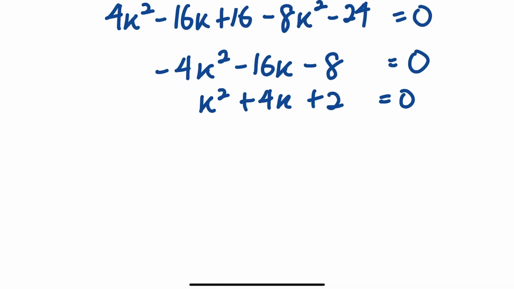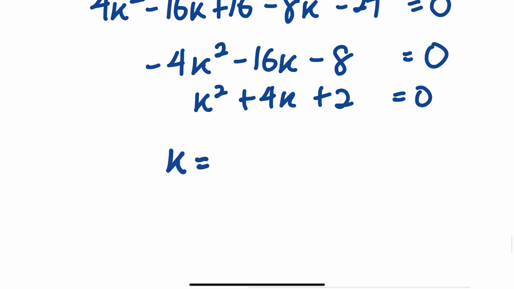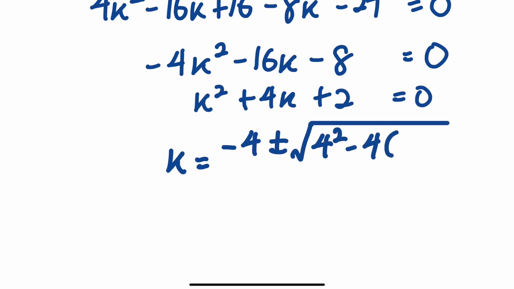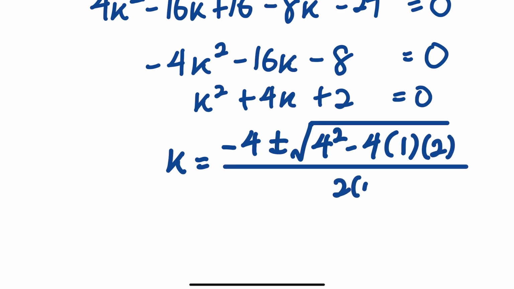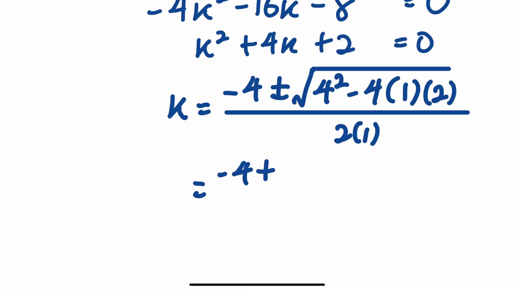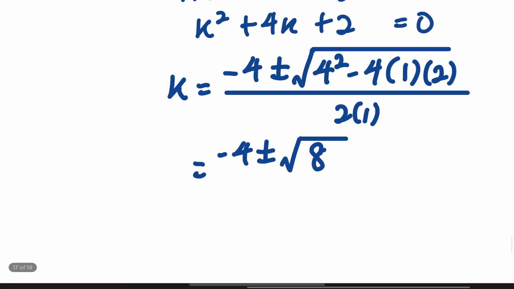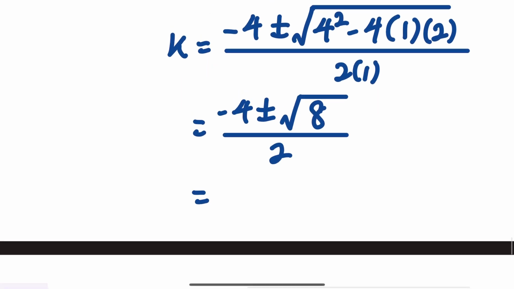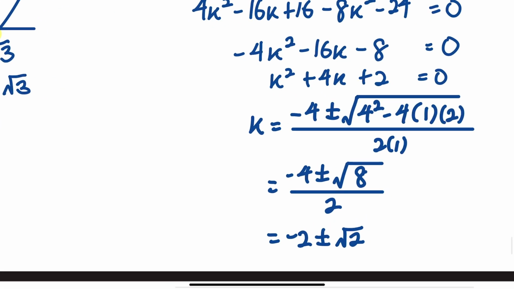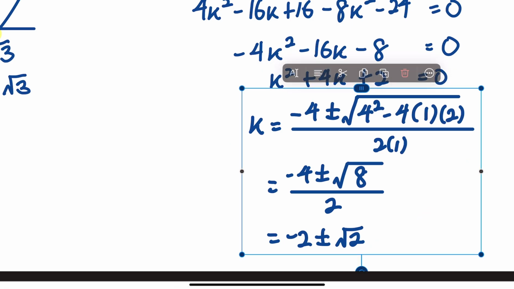Just use the quadratic formula to find k. So therefore, k is equal to negative 4 plus minus square root of b squared minus 4ac, which is 4 squared minus 4 times 1 times 2, the whole thing divided by 2 times 1. I will get negative 4 plus minus the square root of 16 minus 8, which is simply root 8, the whole thing divided by 2. Root 8 is 2 root 2, so this is simply negative 2 plus minus root 2. So once I got this, I have my possible values of k.